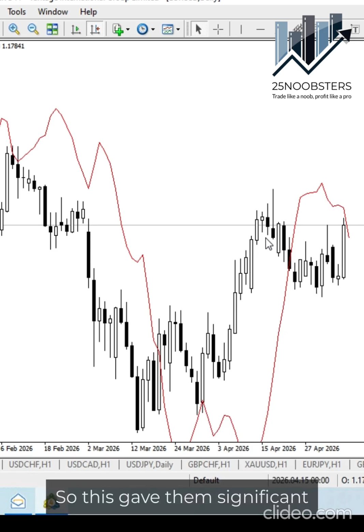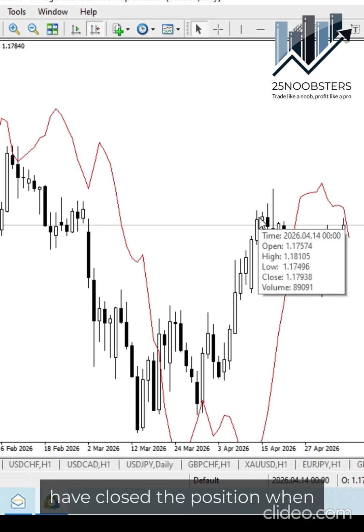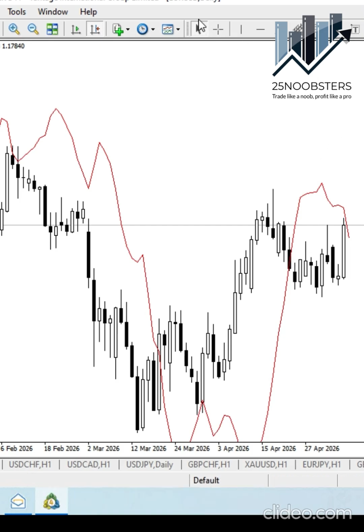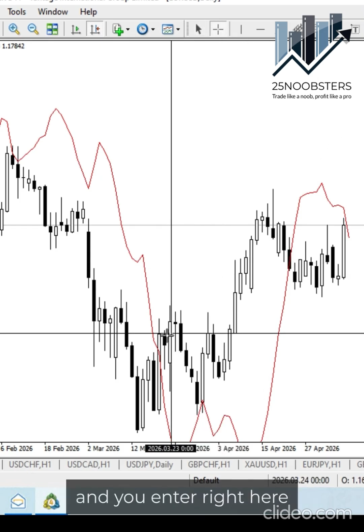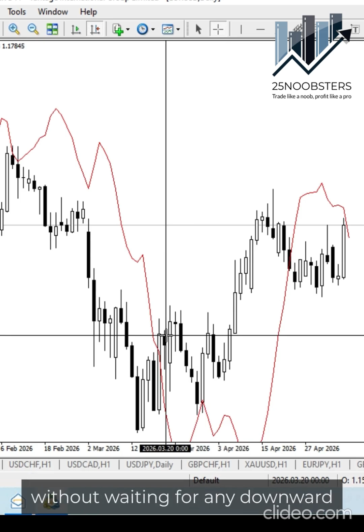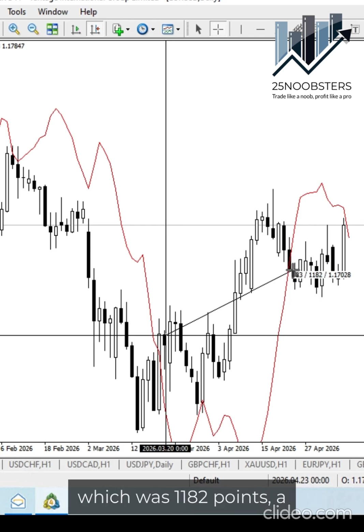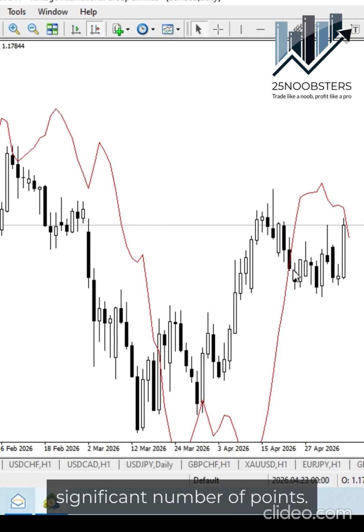So this gave them significant profit, and then the buyers must have closed the position when this candle closed below this MACD Predictor. So let's say even if you are an aggressive trader and you enter right here without waiting for any downward retracement to buy at a lower price, you could still have gotten this many pips, which was 1,182 points, a significant number of points.